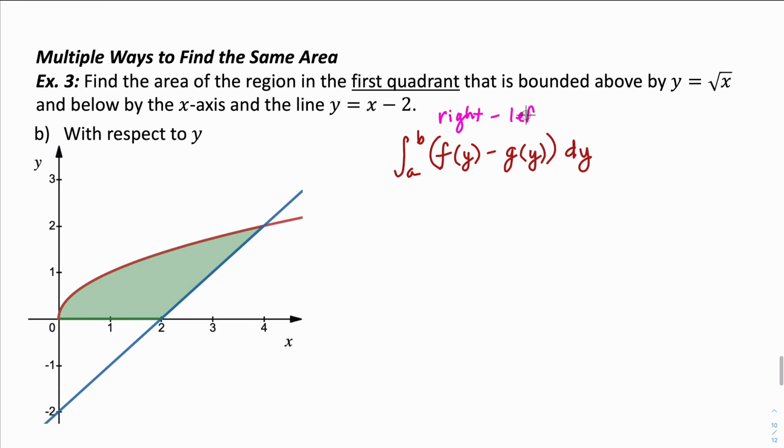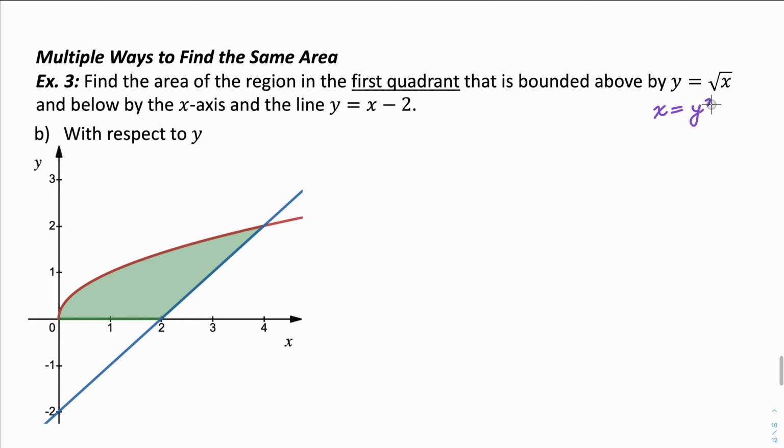So this would be right minus left here. Okay? So the first thing that we need to do, though, is rewrite all of our functions in terms of y, right? So x equals y. To get x by itself here, I'd square both sides. So I'd get that x is equal to y squared. To get x by itself here, I just would add 2. So this is going to be x equals y plus 2. So those are my two functions.